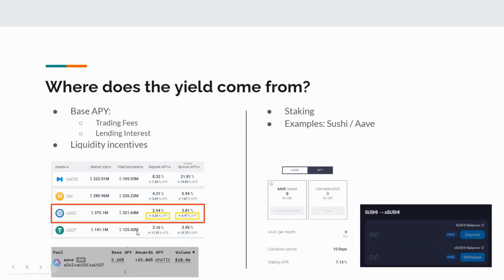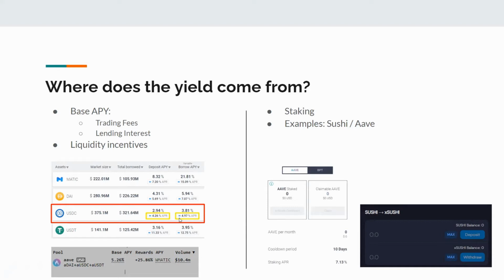So the boxes highlighted in yellow here are actually additional incentives you get for using this specific part of the platform. Under deposit APY, you're going to get an additional 4.26% APR through their liquidity incentive, which is paid out in Matic tokens. Again, this screenshot is AAVE on the Polygon sidechain. As you can see, lending interest is the base APY at 2.94%, but there is an additional 4.26% as the liquidity incentive.